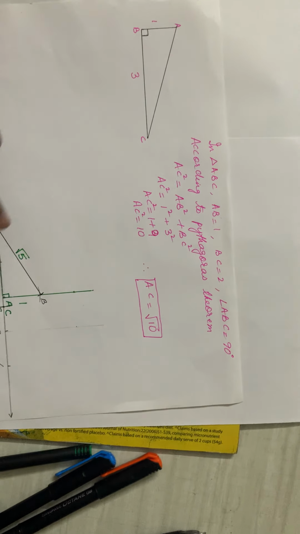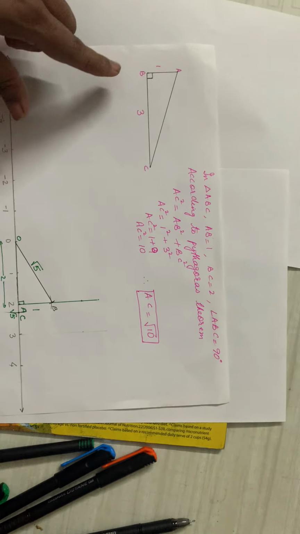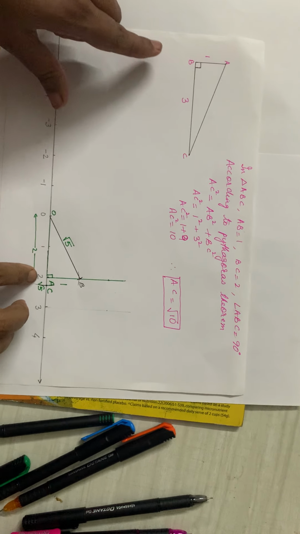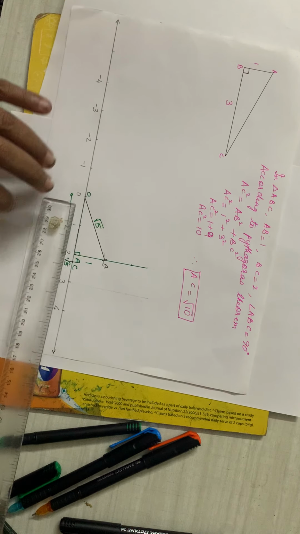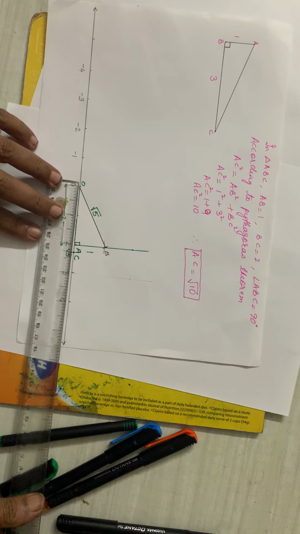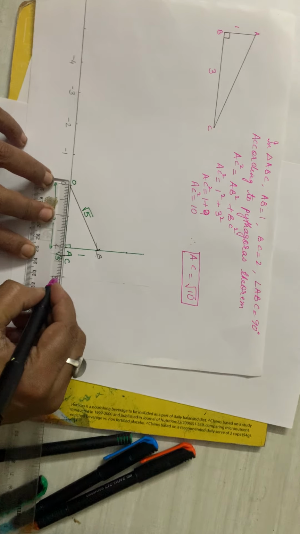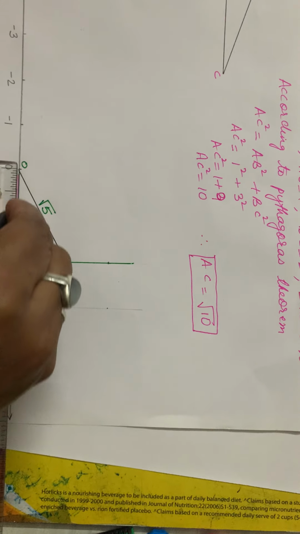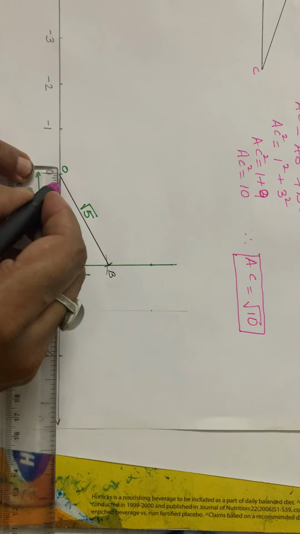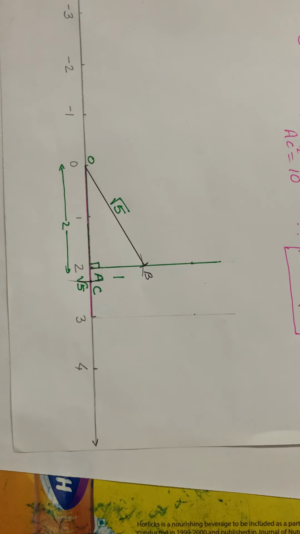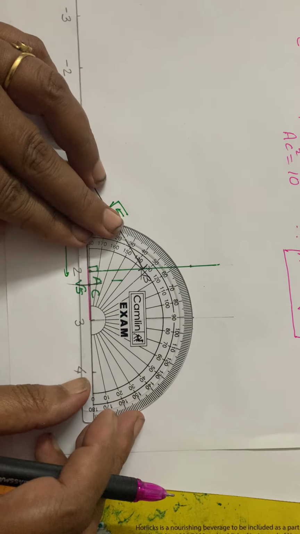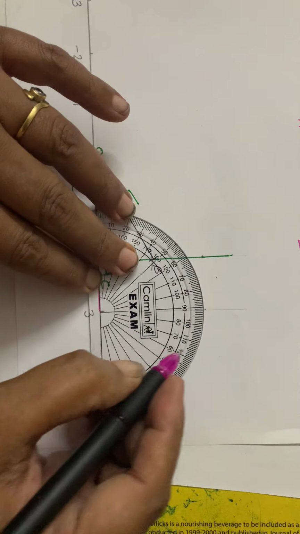Now to show it on the number line, we have already shown root 5. So I will show it on the same number line. BC I will take as 3 units. So as 3 units I will take BC. 3 units, that is from 0 to 3. I will take a 90 degree angle from 3. This point, perpendicular.